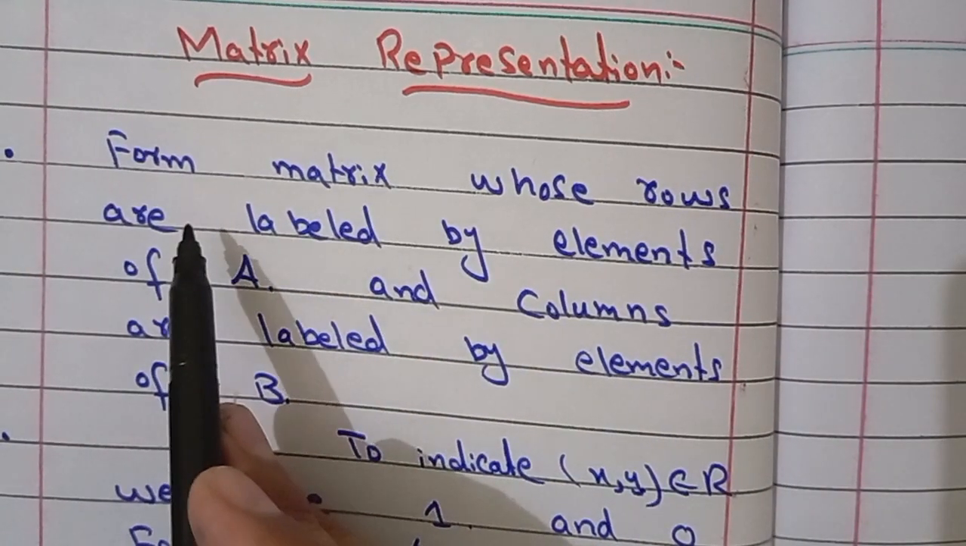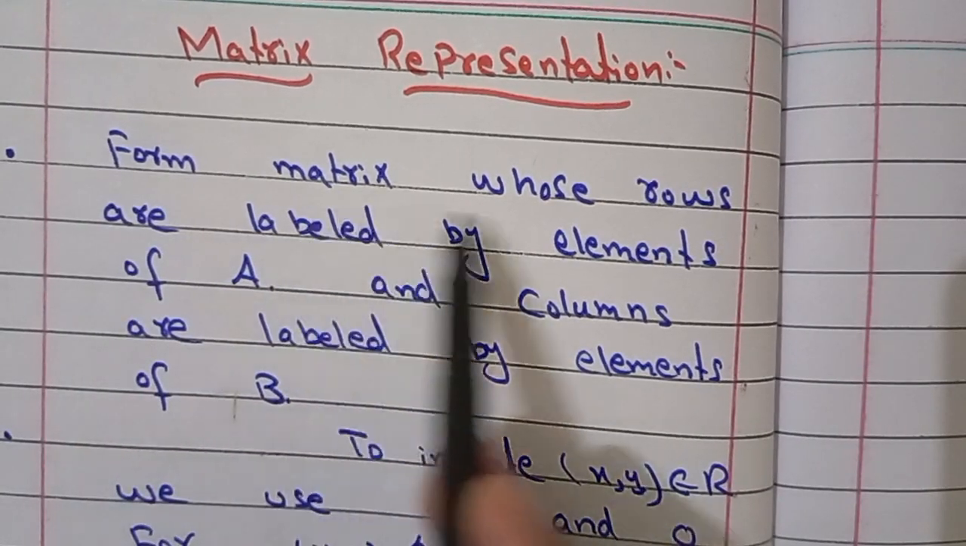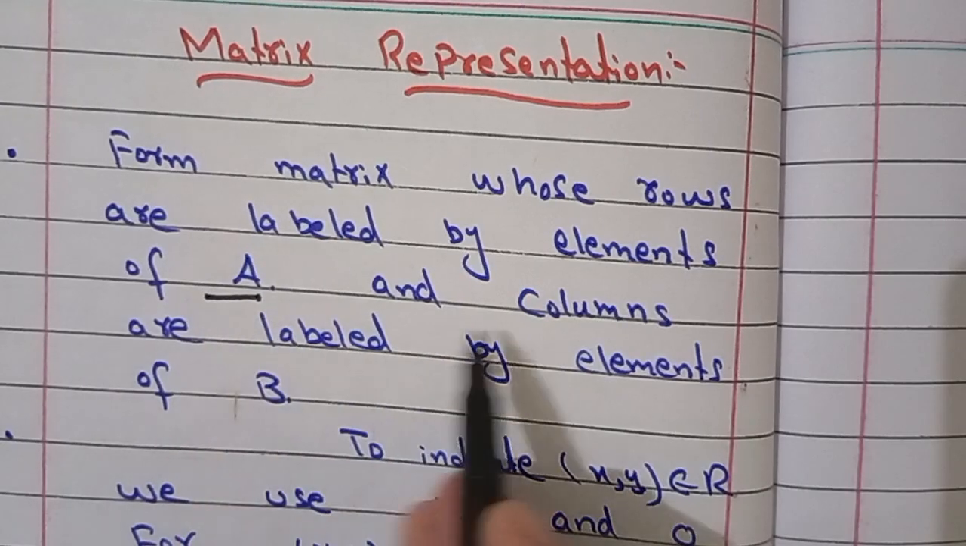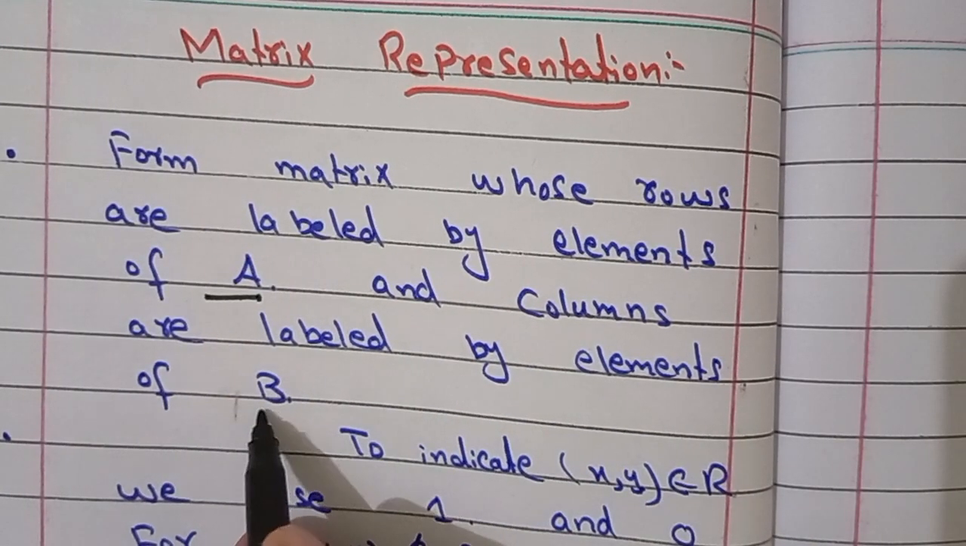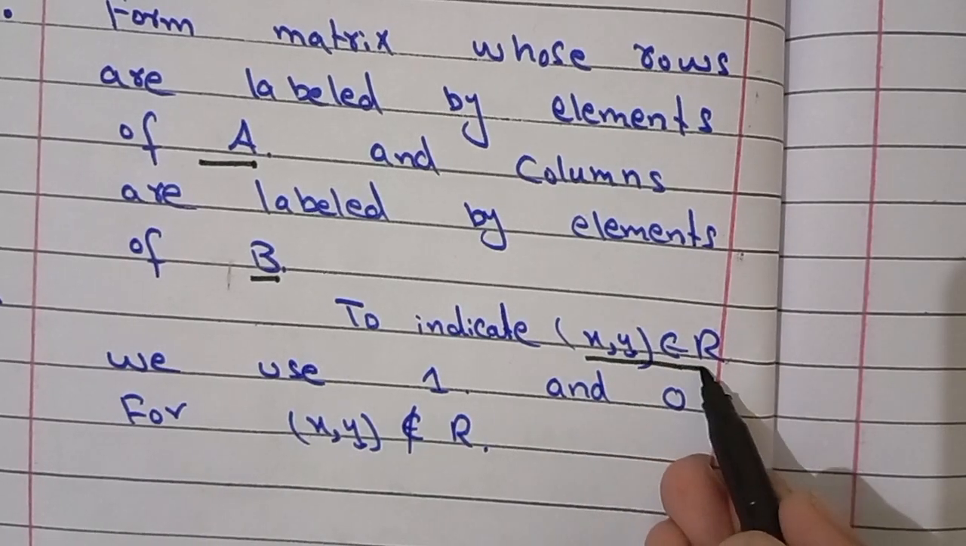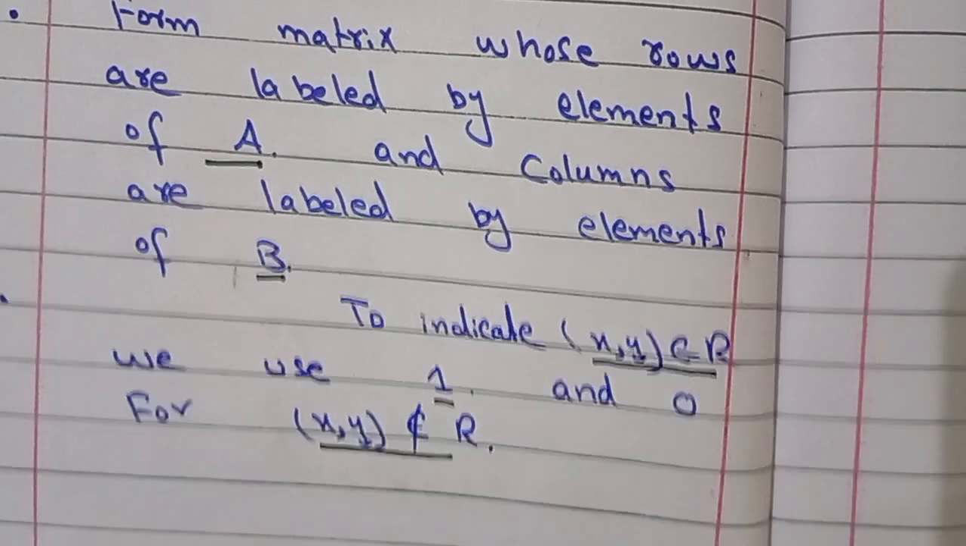For matrix representation, we have 3 points. You have to remember these 3 points. Form a matrix whose rows are labeled by the elements of A and columns are labeled by the elements of B. To indicate (x, y) belongs to R, we use 1, and 0 for does not belong to R.